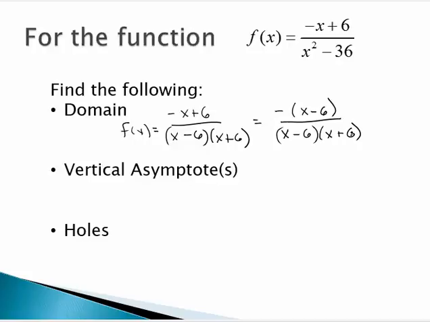Now, be careful, don't cross out your x minus 6's. That will give us a slightly different function. I want to leave those in there. They'll help me figure out which is an asymptote and which is a hole. But first, before I get there, the domain.